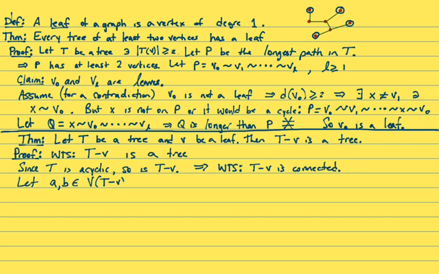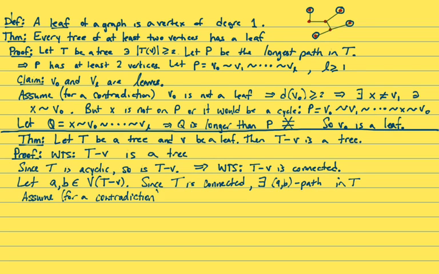So let A and B be elements of the vertex set of T minus V. I need to show that there still is a path from A to B. Since T is connected, we know there is an AB path in T. So let's assume for a contradiction that V is somewhere in that path, so that if I remove that vertex, I no longer have a path, which would mean it's disconnected. So P goes from A to V to B.